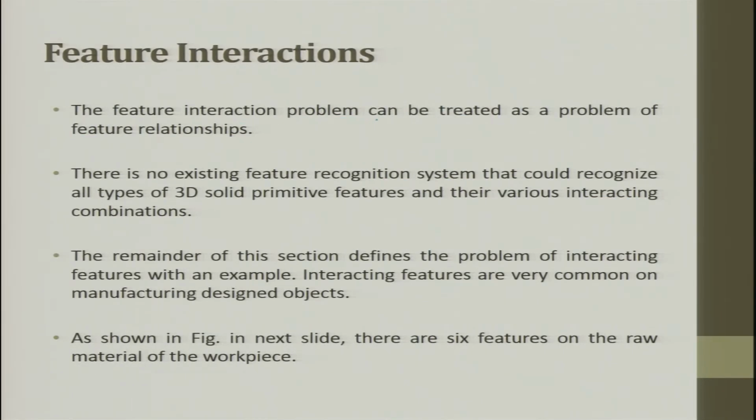The feature interaction problem can be treated as a problem of feature relationship. What is the relationship with respect to an eye and a face? So, that is what the relationship problem is. There is no existing feature recognition system that could recognize all 3D solid primitives as of today. The remainder of this section defines the problem of interacting features with an example. The interacting features are very common in manufacturing design objects.